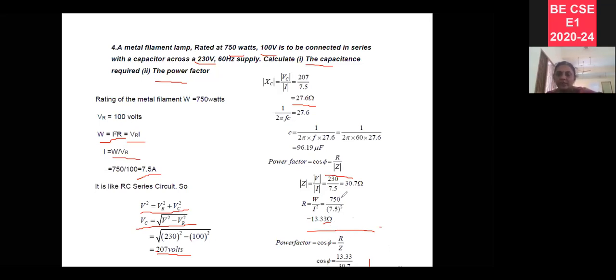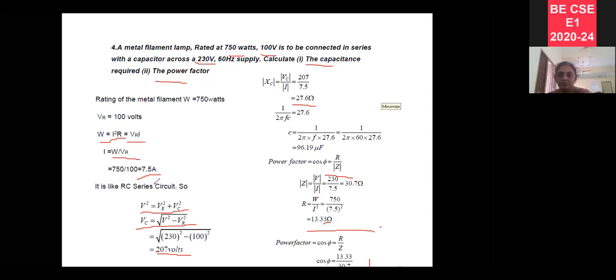What is the answer you are getting? Tell me the cos phi value. Capacitance and XC value and cos phi value, you tell me. 0.43, okay. Right. 0.43 is correct.